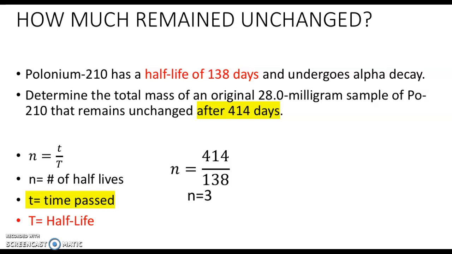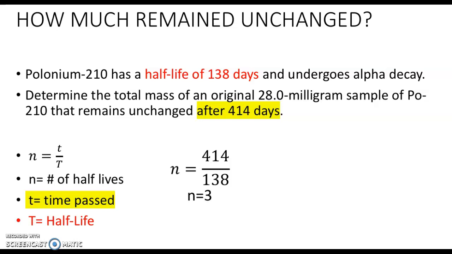So as I put in the setup, I go ahead and do that, use my calculator, divide it. I got 414 divided by 138. I get my n value equals 3. That means that my substance has gone through 3 half-lives. It's going to divide itself 3 times in half.